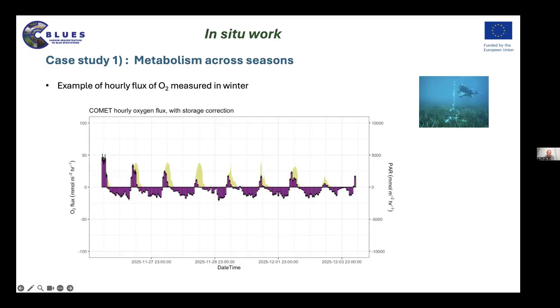And in the background, what you see in yellow are the light conditions. So really just a bit of primary production during the day with the highest light, and then we switch pretty quickly to net respiration.